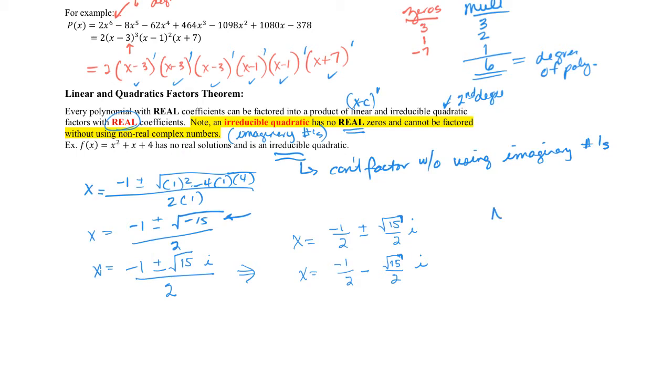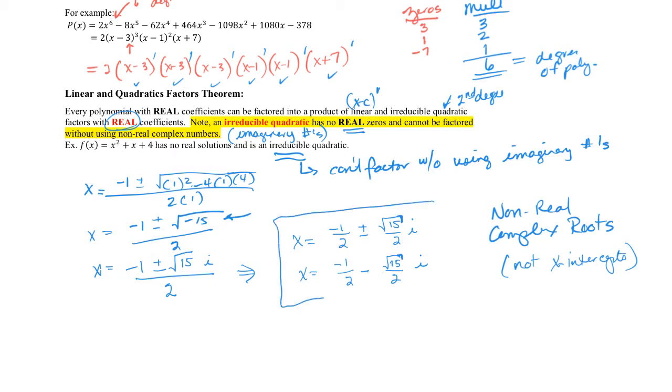Now, these are non-real complex numbers. Okay, I should say actually they're non-real. Let's be more specific here. Non-real complex roots. Okay, so they are solutions or they are roots, but they are not x-intercepts. In order to be an x-intercept, you have to be a real number. Okay, and so these are my answers. So normally if it was an x-intercept, if it was a real number, you would write the value comma 0 to indicate it's a point and it crosses the x-axis. But for these, you just write the x values.